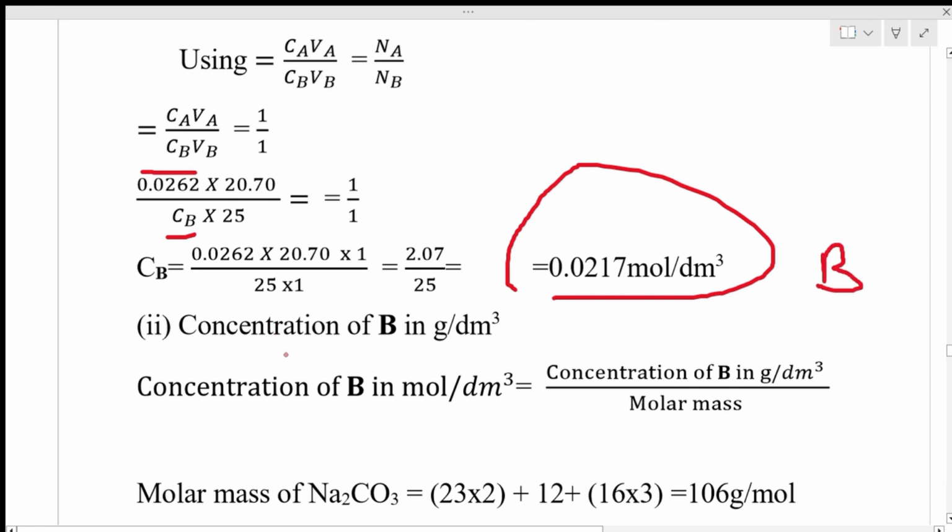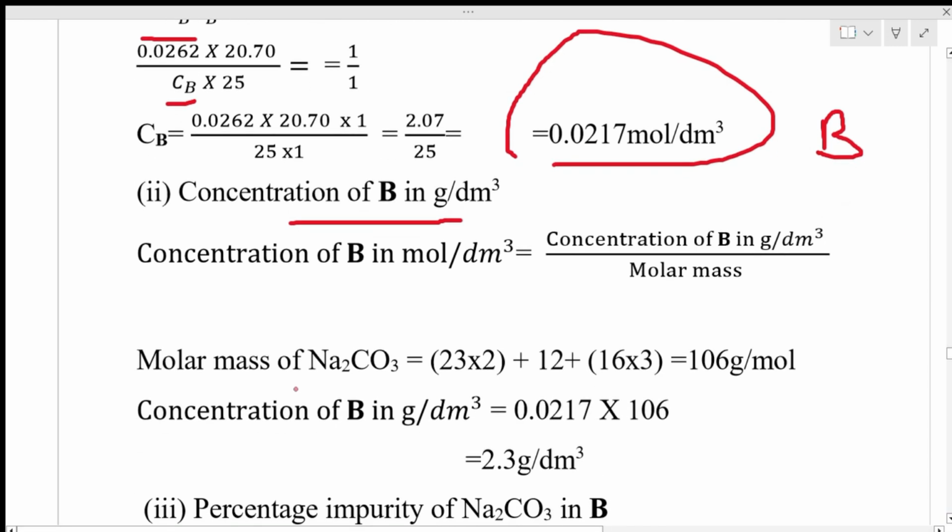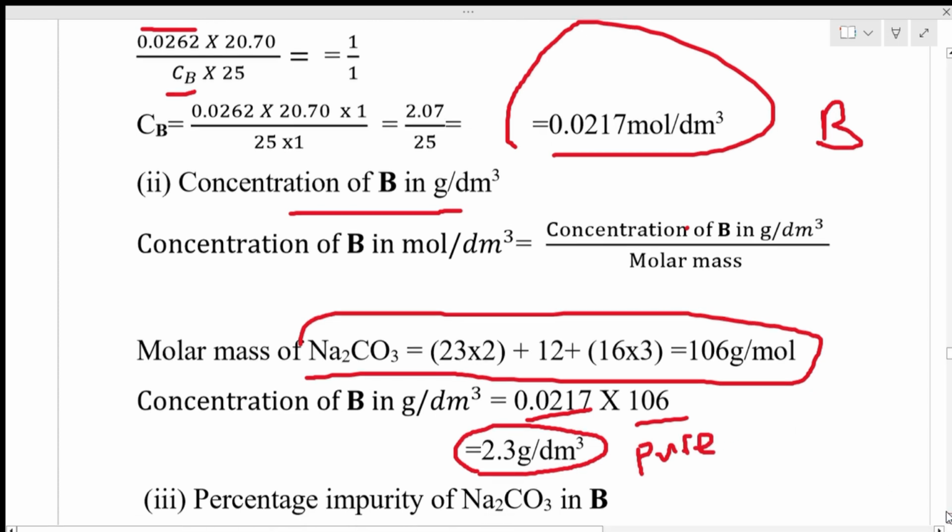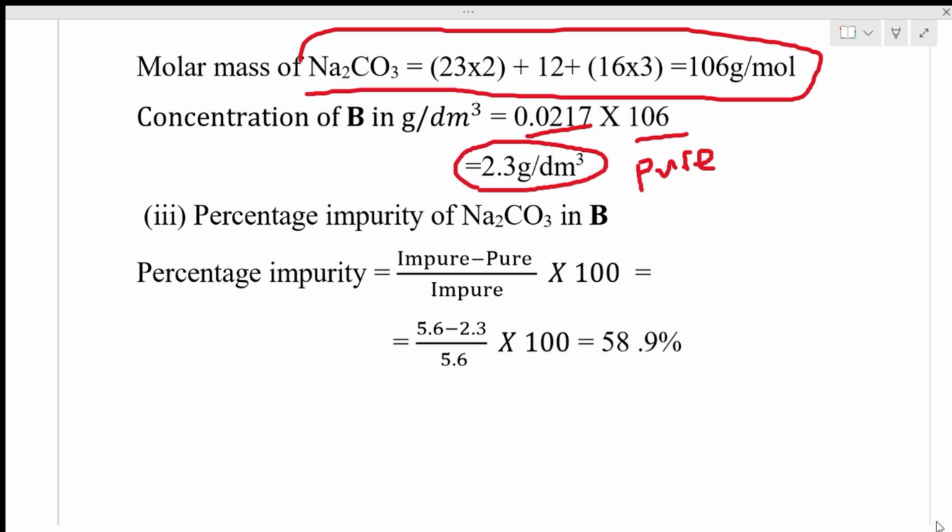Then we can change this one to gram per dm³, because our molar mass can also be calculated like this. When we multiply now, you have 0.0217 multiplied by 106, which gives us 2.3. This 2.3 now is our pure substance, right? Because it's an experiment that was performed by you, you are sure what you are doing.